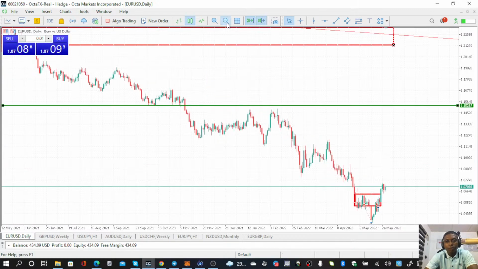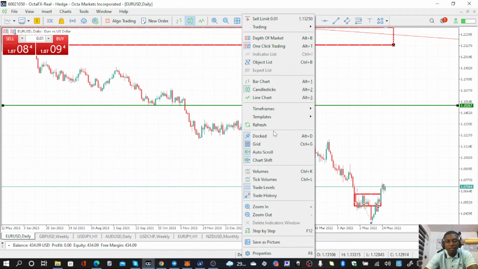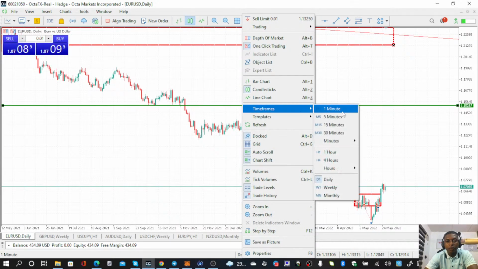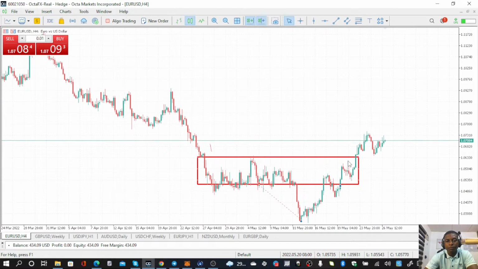Now let's look at it in the 4 hours time frame. Now you see clearly that on the 4 hours time frame, price had broken out of this triangle totally. And we can see price movement up, and obviously the retest.